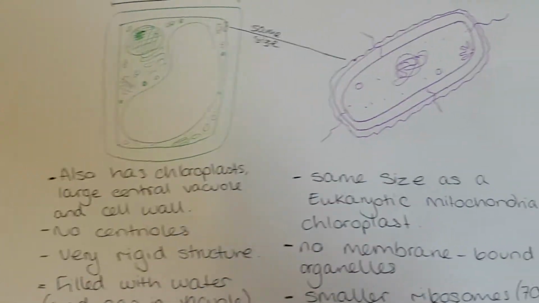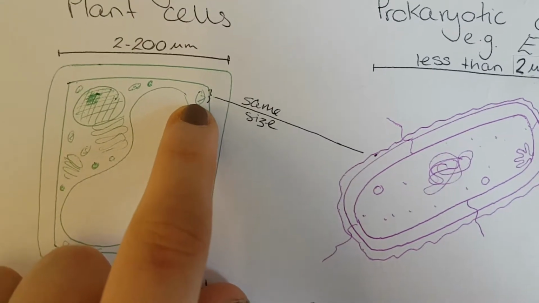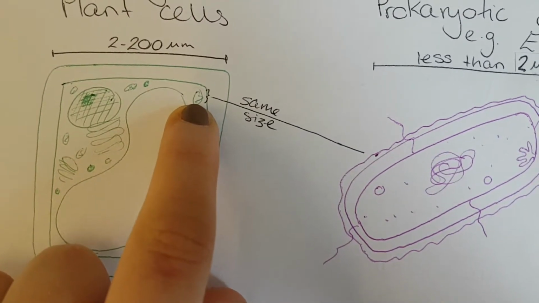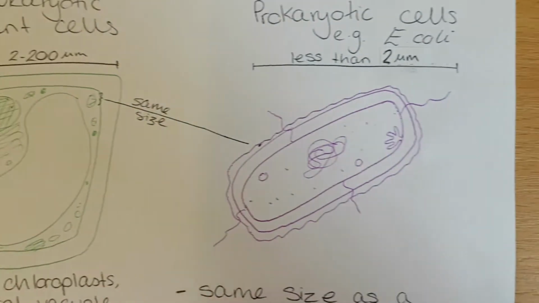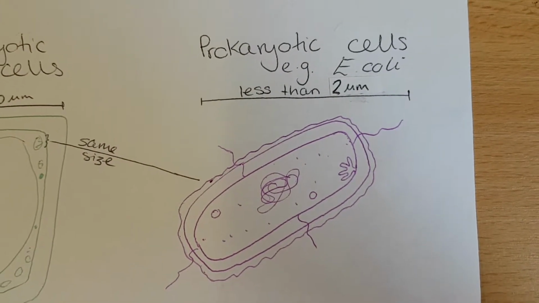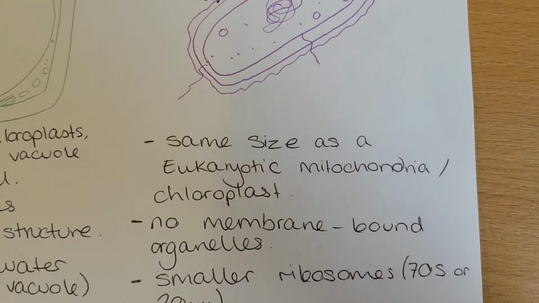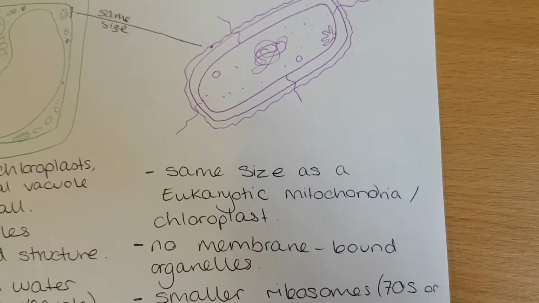I know, hilarious. Okay, so about the same size as these small organelles like mitochondria and chloroplasts are the prokaryotic cells, which are usually less than 2 micrometers. Very, very small, almost like a nothing.